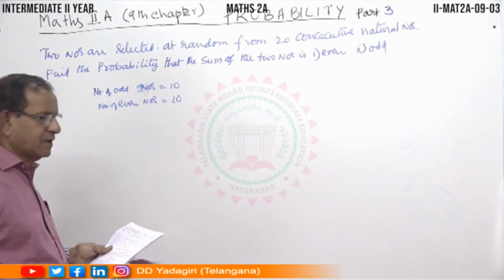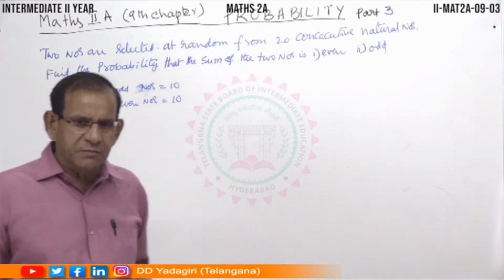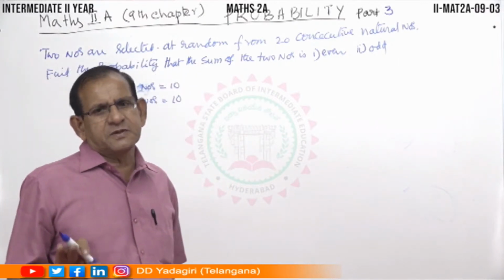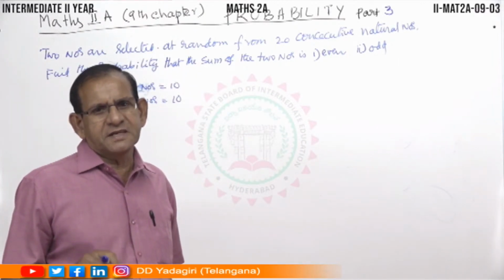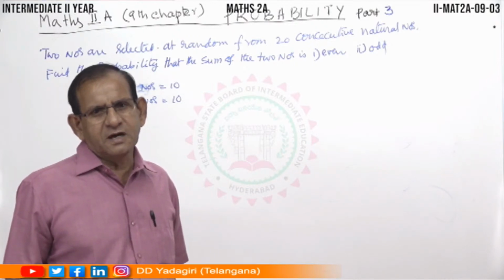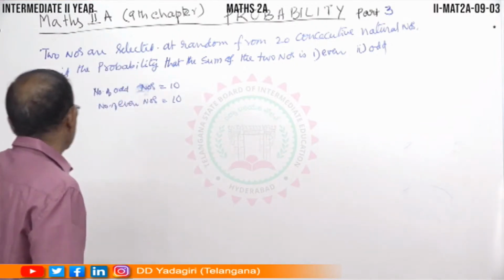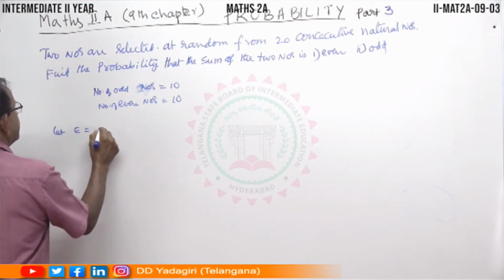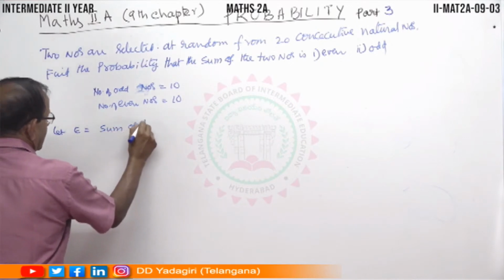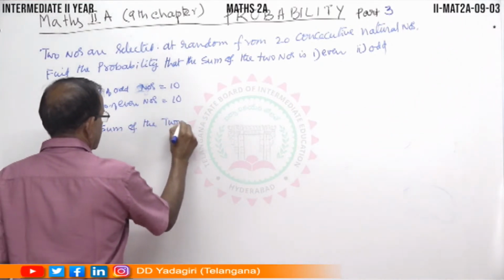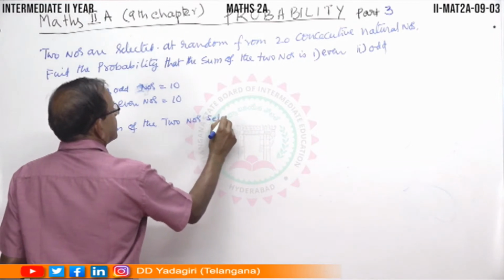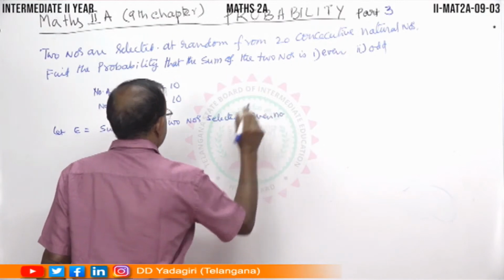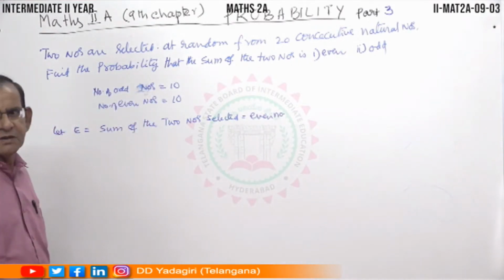So here, if you take two numbers, the sum of those two numbers must be even. For that purpose, the two numbers must be either both odd or both even. So let us consider the event as E. Let E be the sum of the two numbers selected is an even number.